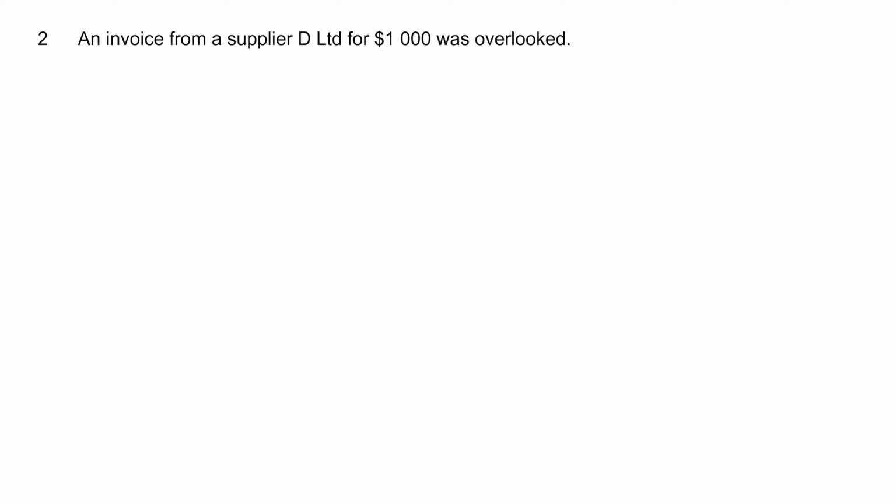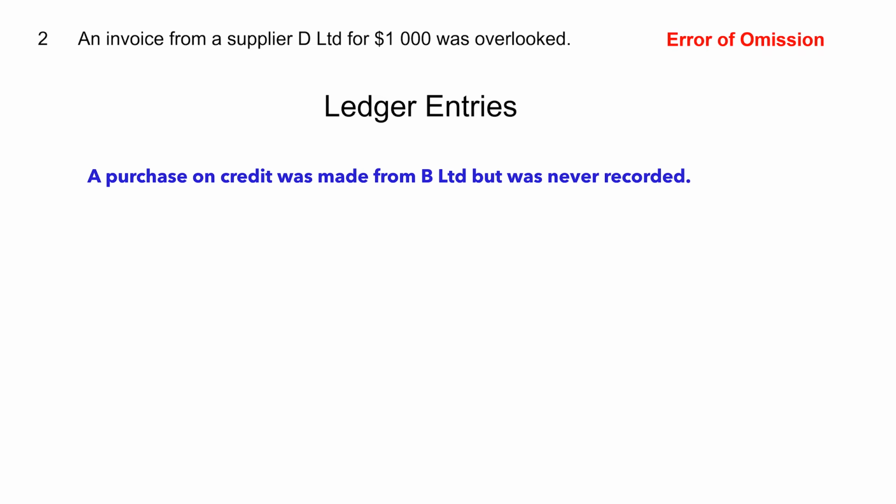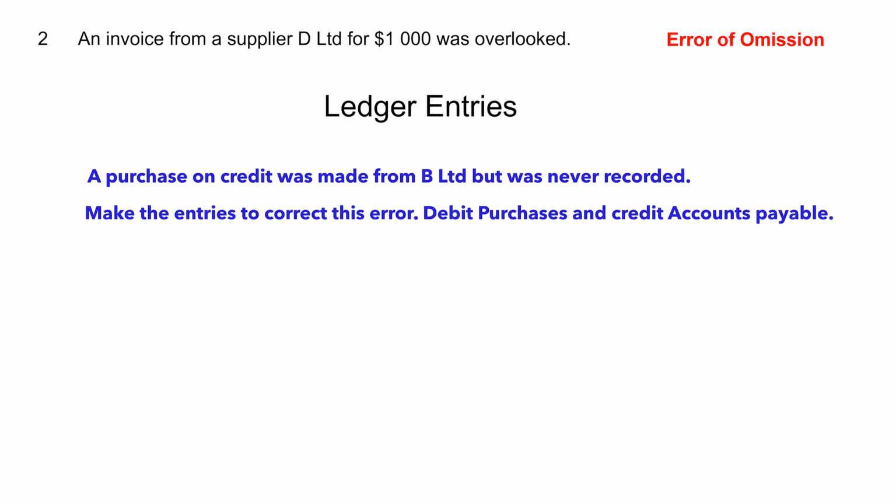2. An invoice from a supplier, D Limited, for $1,000 was overlooked. Error of omission. Ledger entries. A purchase on credit was made from D Limited but was never recorded. Make the entries to correct this error. Debit purchases and credit accounts payable.